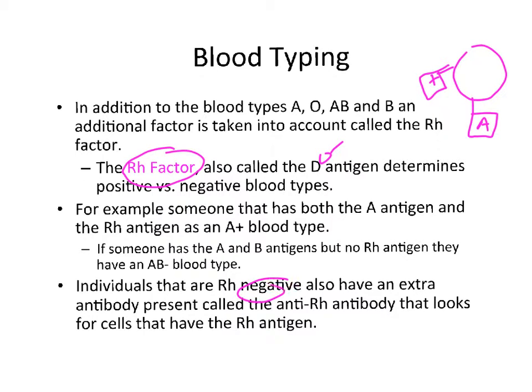Okay, individuals that are negative lack the antigen, but they have an antibody that would attack other positive people, okay? And so B positive blood can't be given to a B negative person, because the negative person would attack the positive blood, but a B positive person could take B negative blood. So it's an extra factor that has to be matched up for blood donation purposes.